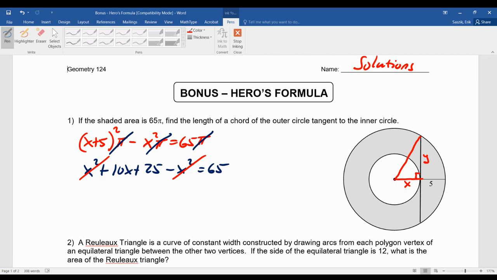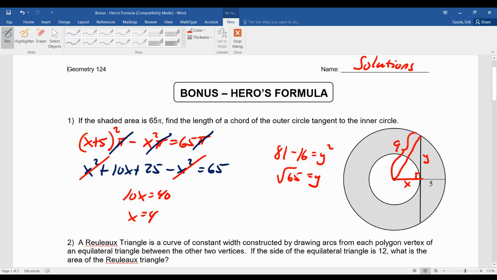What do we got here? We got 10x equals 40, so x is 4. Now, if x is 4, that means the radius of this entire big circle is 9. So now we can find y, of course. 81 using Pythagorean theorem minus 16 equals y squared. So you get square root of 65 equals y. And they're asking for the length of that chord, so it's obviously 2 root 65.